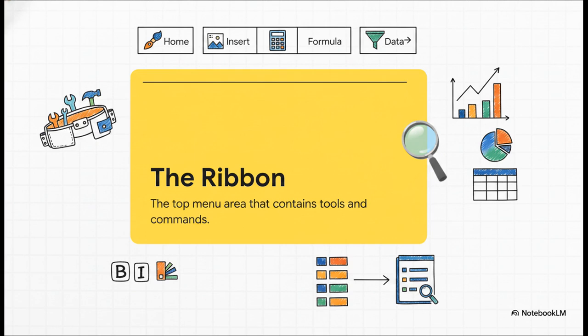So your Home tab is your go-to for formatting and editing text. Want to drop in tables, charts, or maybe some pictures? You'll hit the Insert tab. When it's time to crunch some numbers, you jump over to the Formula tab. And for sorting or filtering those massive lists, the Data tab is going to be your absolute best friend.